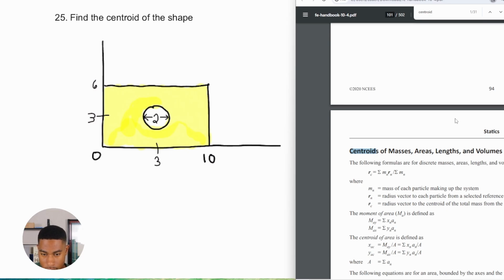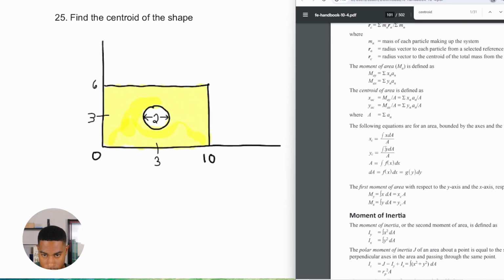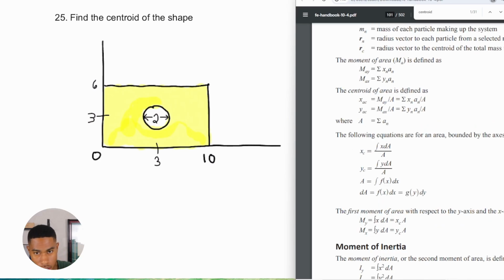Okay. And centroid of area here is going to equal the moment of area over area, but that may not help us here. Or is equal to the sum of xn times an over a. So xn is the distance from the centroid, or the center of the shape, and an is the area of the shape. And then a is the total area.